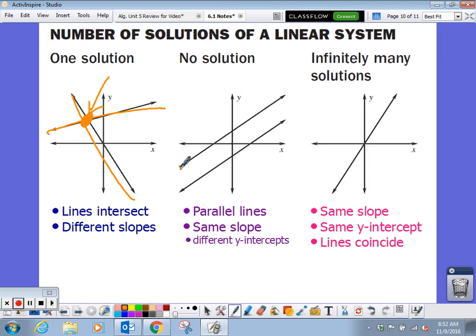You have no solutions when you have parallel lines. Remember, a solution is an intersection. I'm just going to keep saying that. A solution is an intersection. If they do not intersect, then there is no solution. Okay, then you'll have infinitely many solutions. I know you only see one line here, but this is really two lines. Remember, a system is two equations. These are two lines on top of each other, which means they intersect an infinite amount of times, so infinitely many solutions.